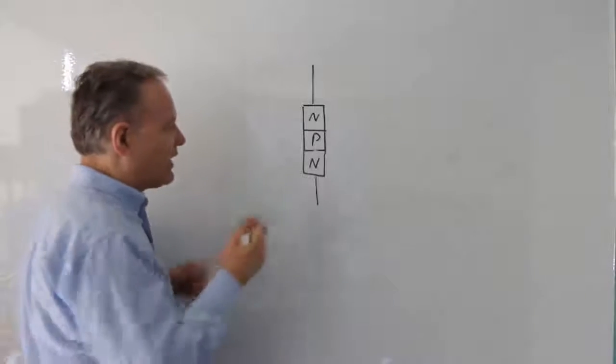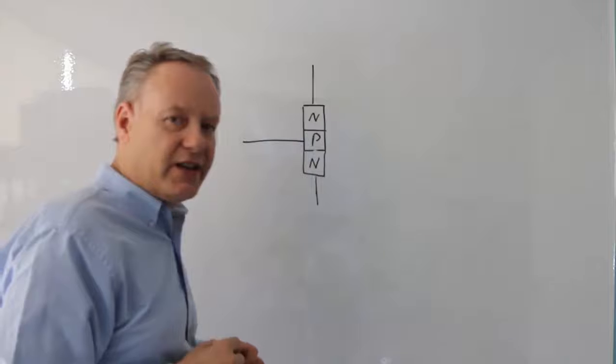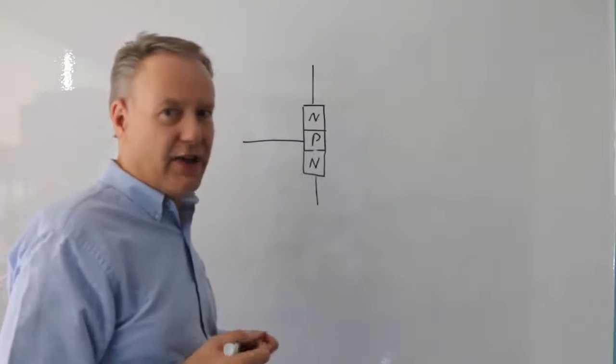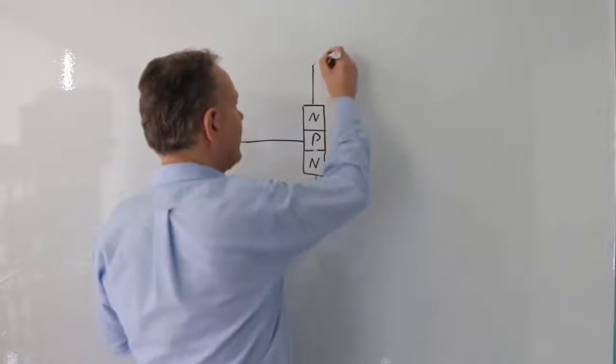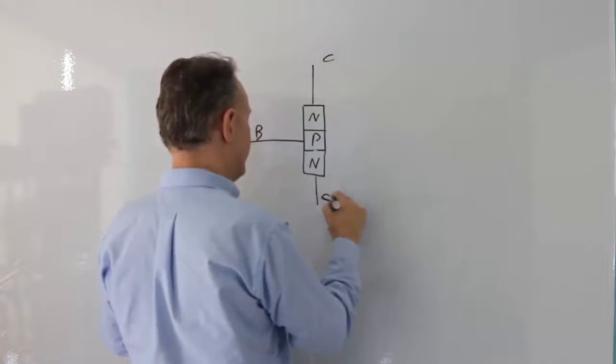Well, we have to connect to one of these, so I'm actually going to connect over here, and now we have a device with 3 connections. Actually, they have names, so let's name them. This is called the collector, this is called the base, and this is called the emitter.